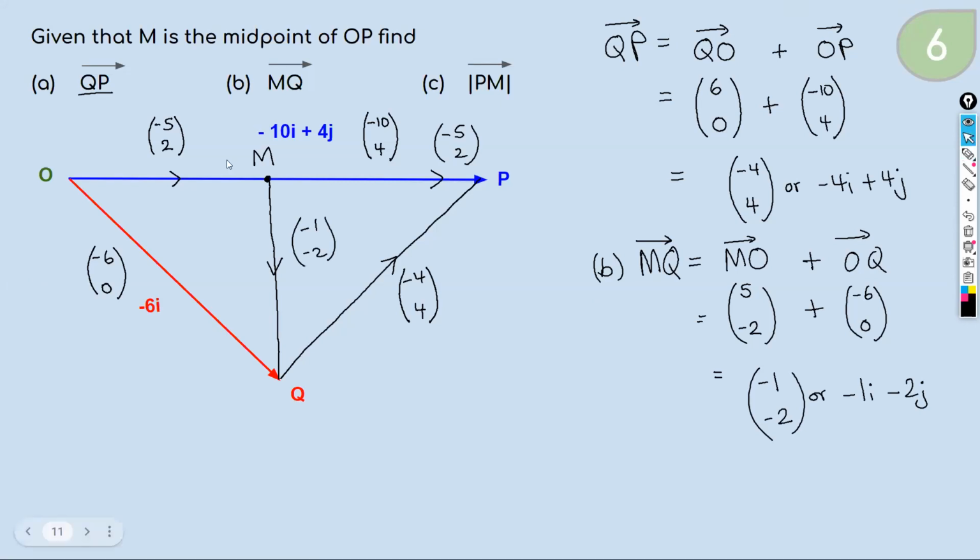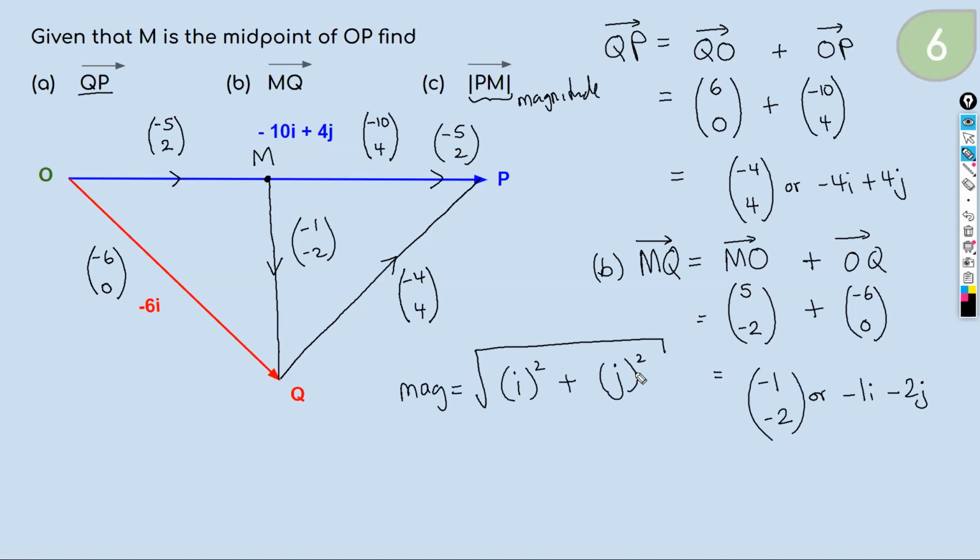Right, so the last part now. You have to find the value of PM. Well, the magnitude, sorry. PM, and when you have the two lines here, these two lines mean magnitude. Remember, when you're finding the magnitude, you have to take the I value and square it, take the J value and square it, and last, you square root the final answer.